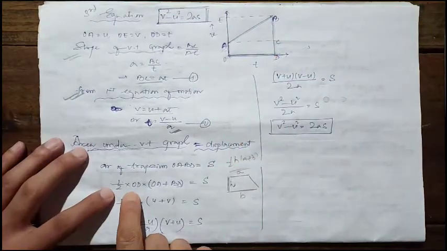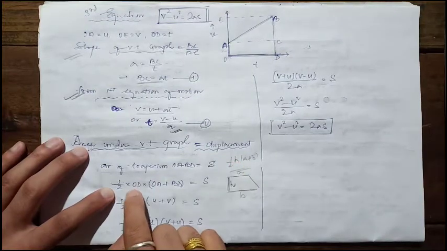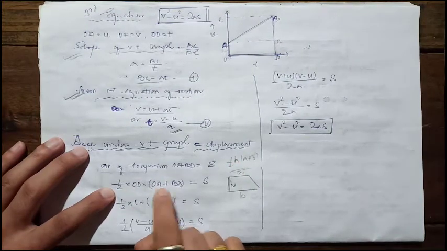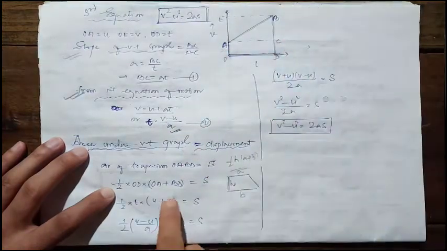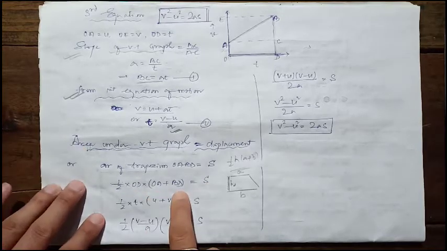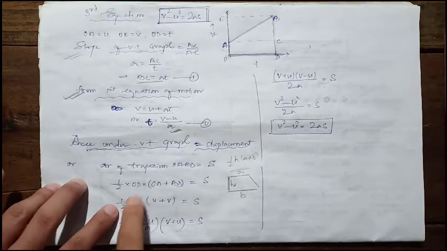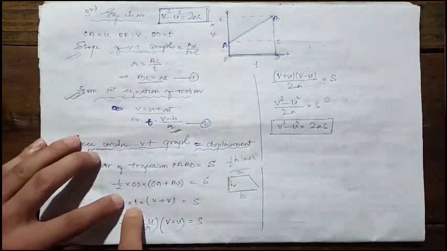So half into h equals OD. So in this formula h is OD, and OA plus BD. This is a and this is b. a is OA and b for us is BD. So this formula of area of a trapezium is equal to S. Now this OD, OA and BD can be replaced by their respective values. So half OD equals how much? OD equals t. So this OD can be replaced by t.